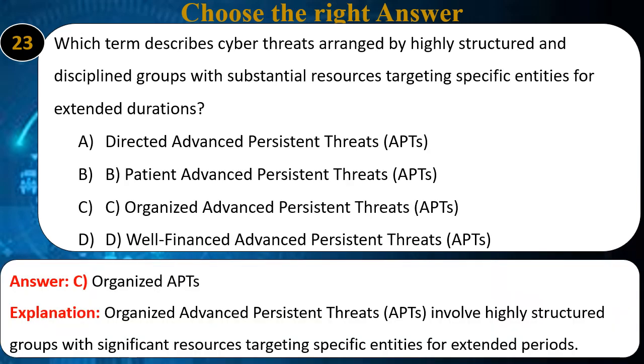The correct answer is C. Organized advanced persistent threats. Organized advanced persistent threats, APTs, refer to cyber threats orchestrated by well-structured and disciplined groups possessing significant resources. These threats are meticulously planned and executed, targeting specific entities or organizations for prolonged periods, aiming to infiltrate systems and gather sensitive information.